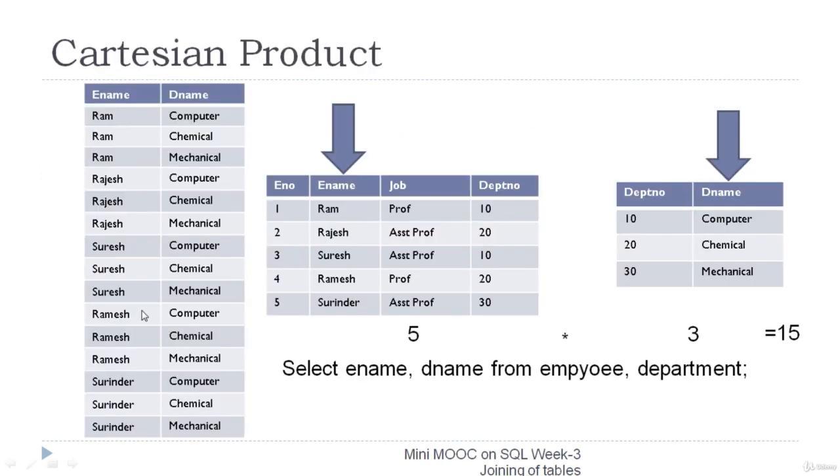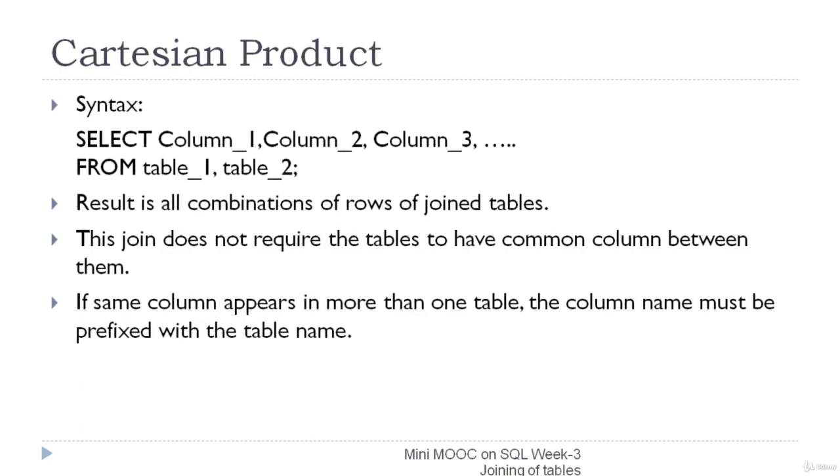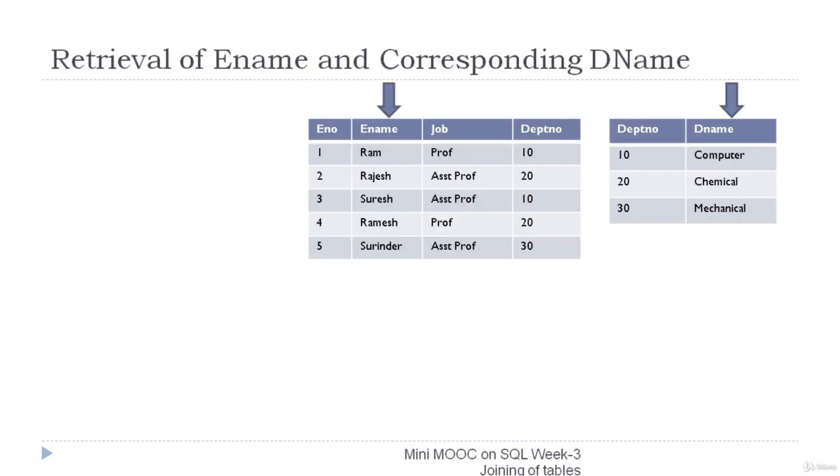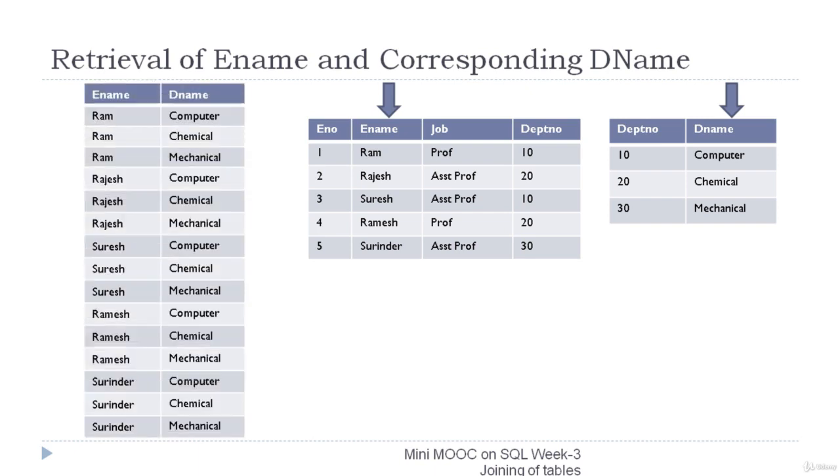So here the output will be all possible combinations of ename and dname, and this is the concept of Cartesian product. The syntax of Cartesian product is select column 1, column 2, column 3 and so on from table 1, table 2. Here the result will be the Cartesian product of all the rows of the joined tables. It is important to note that Cartesian product does not require the tables to have common columns between them. And if the same column appears in more than one table, then the column name must be prefixed with the table name to resolve its ambiguity. To retrieve ename and their corresponding dname of all the employees, we have used Cartesian product and its output is 15 records.